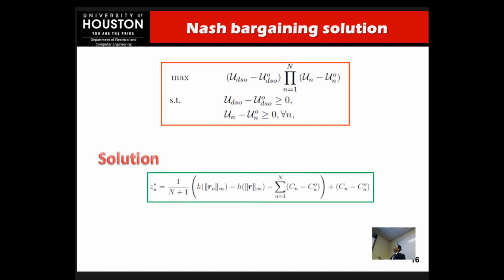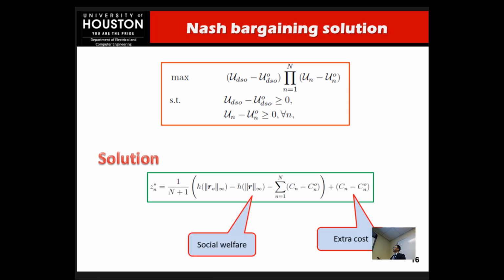By solving this optimization problem, we can achieve the optimal solution here. So we can determine the closed form solution for reimbursement. It will cover an extra cost when microgrids deviate from the original optimal point. And also it will receive a certain fraction of the social welfare of the system.